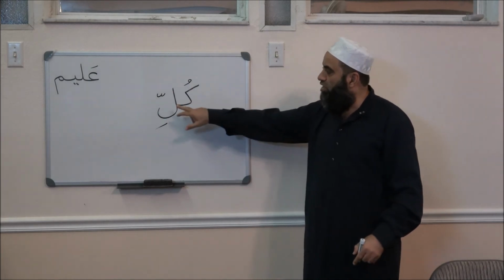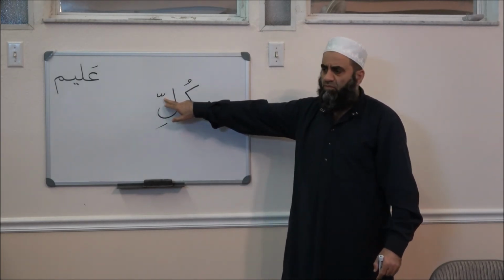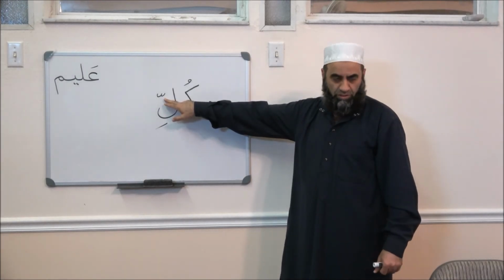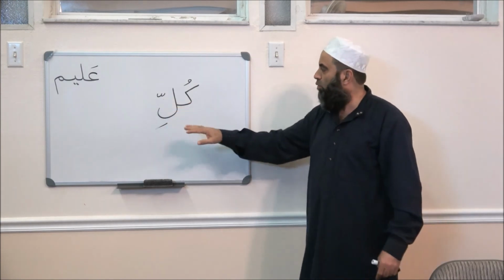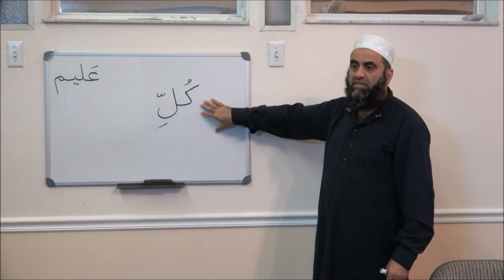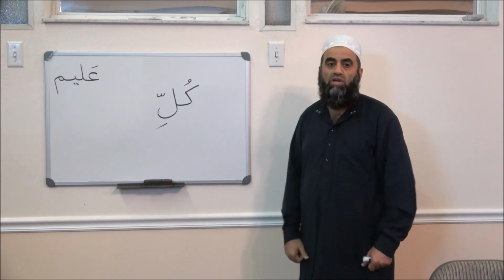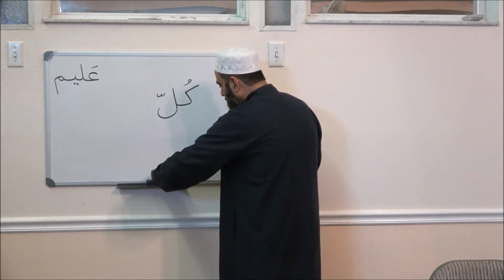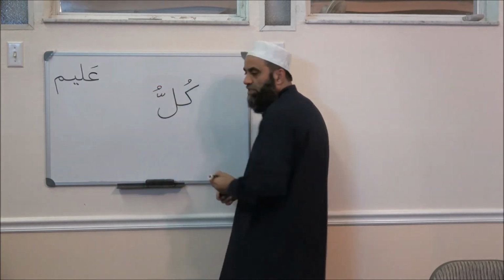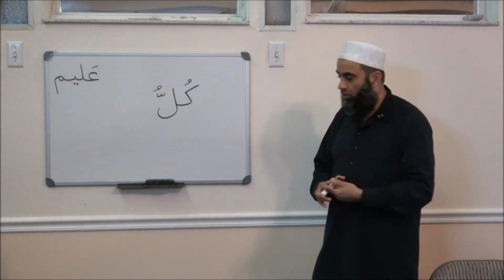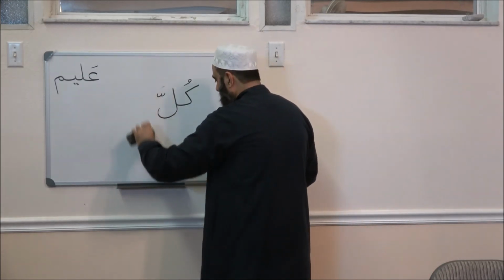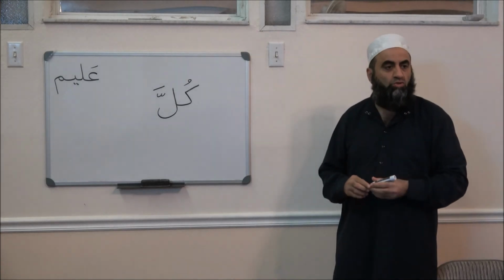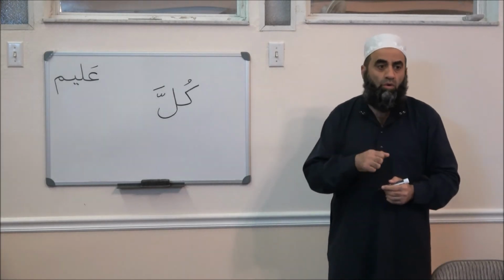This is read as kulli. This symbol refers to a double letter. I know we did not cover it in the basic Arabic, but inshallah we will, in the introduction, eventually. But this word is read as kulli. If I change the short vowel to this one, now how do I read it? Kullu. Okay, how about now? Kulla. So it could be kullu, kulli, or kulla.